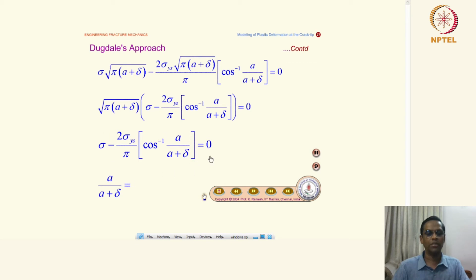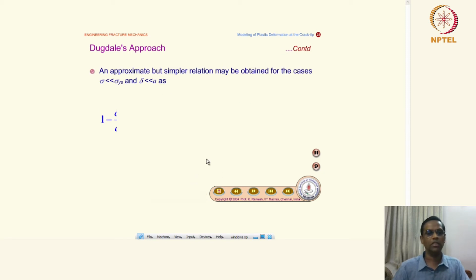and then you can get this expression. From this expression, you can rewrite it like this: a by a plus delta will be equal to cos of pi sigma divided by 2 sigma ys. So this is one final expression you get. From there, you have to solve for the delta. So how do we do that? That is what we are going to see now.